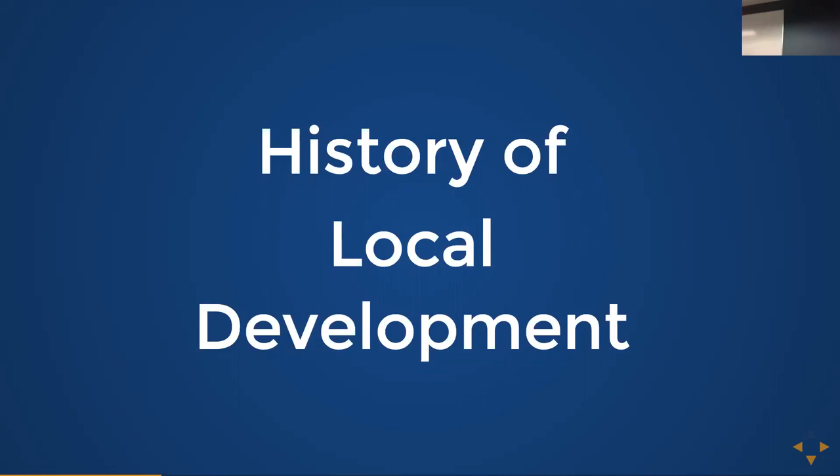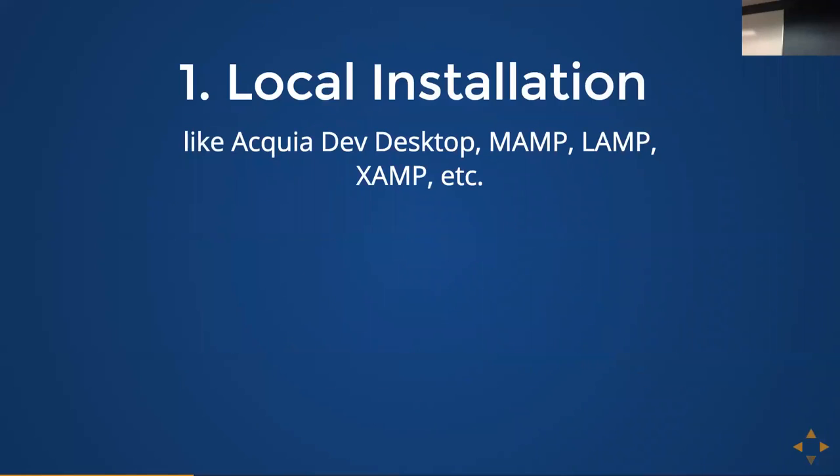Drupal has existed for multiple years. What did we do in the past in terms of development location? So obviously the first thing that probably everybody used is, okay, you actually install an Apache and a PHP on your operating system directly. There are a lot of tools. You can either do it by hand, but there's Acquia Dev Desktop, there's MAMP, LAMP, XAMPP, or any other AMPs out there that help you with installing it.